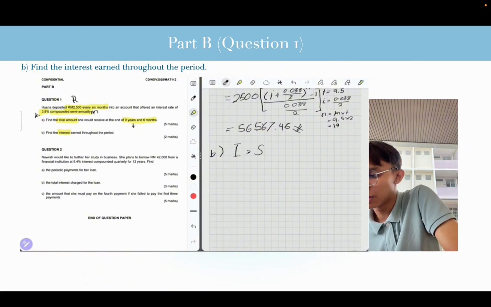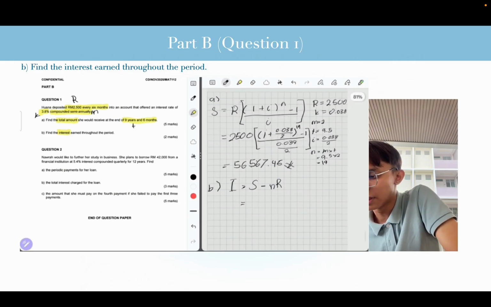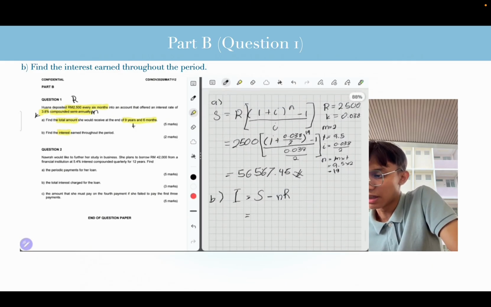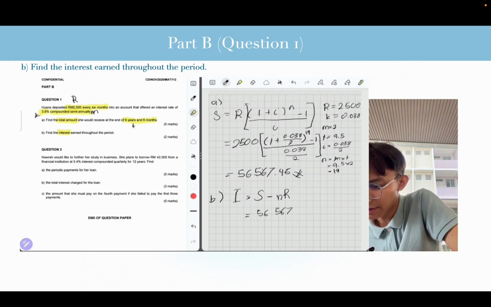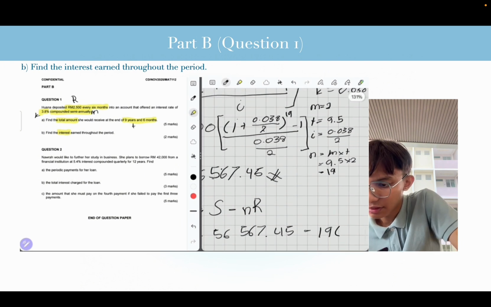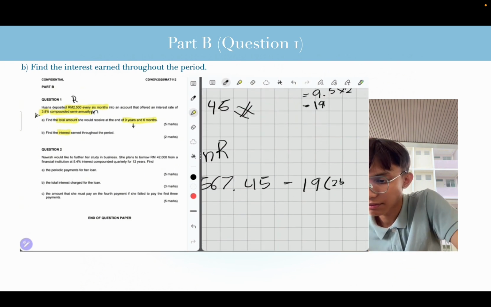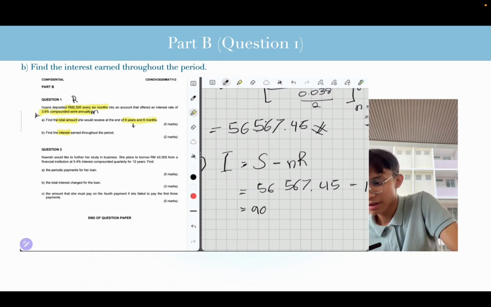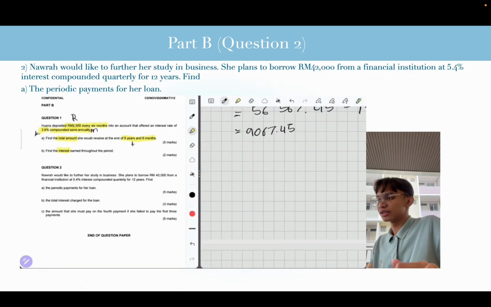For question B, the question asks what interest is earned throughout the period. I equal to S minus NR. So just use the S that we found from question A, which is 56567.45 minus N, which is 19, and the R is 2500. The answer is 9067.45.